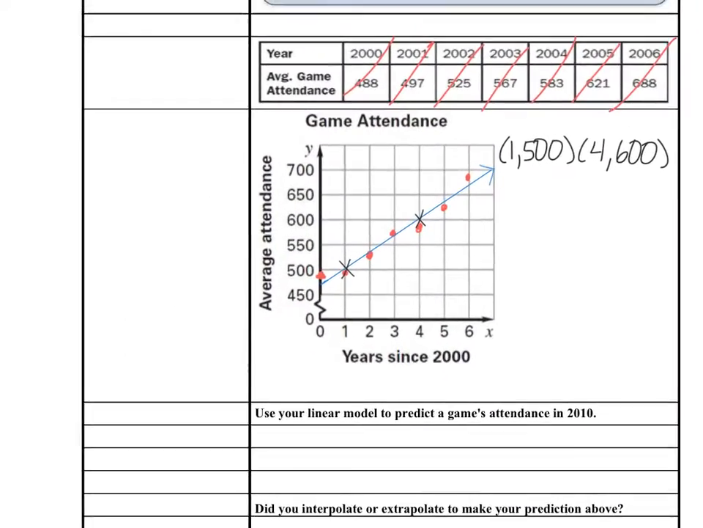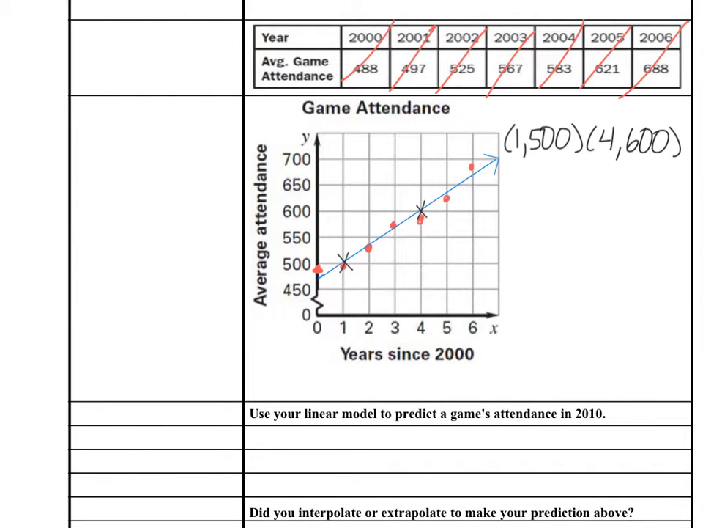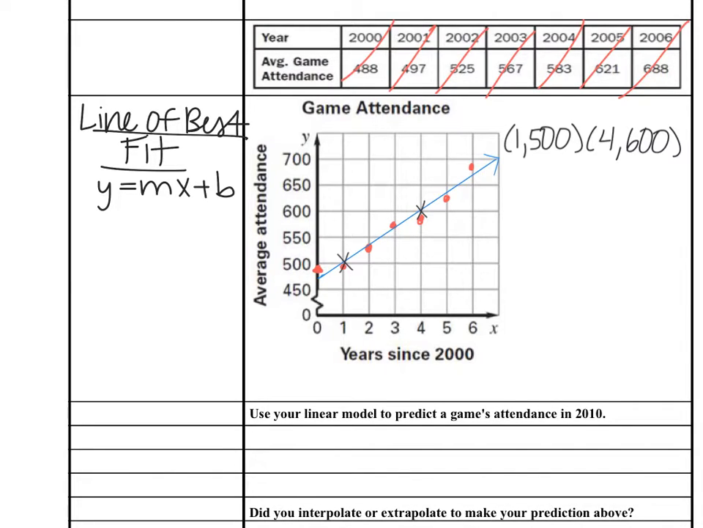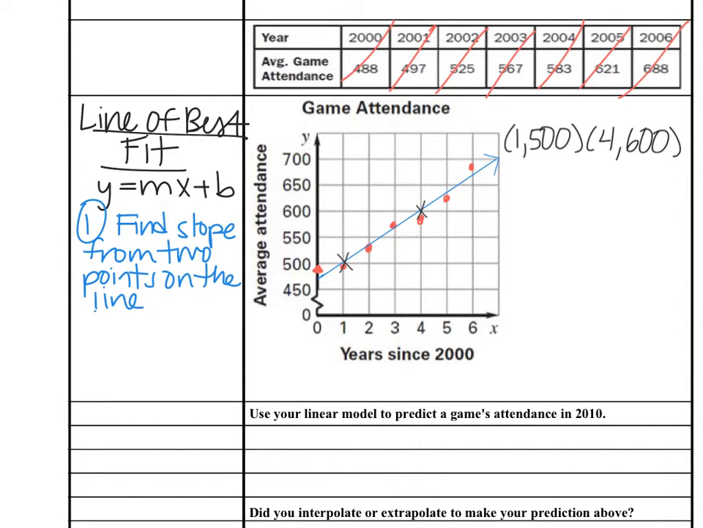We're going to write the line of best fit. I'm going to write some steps out to the side. Okay, to do that, it needs to be in y equals mx plus b. You need the slope, you need the y-intercept. First thing, find the slope from 2 points on the line. They have to be on the line.